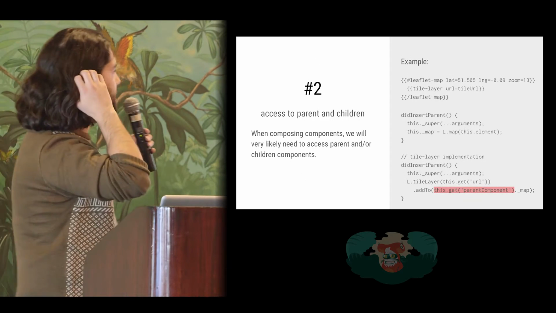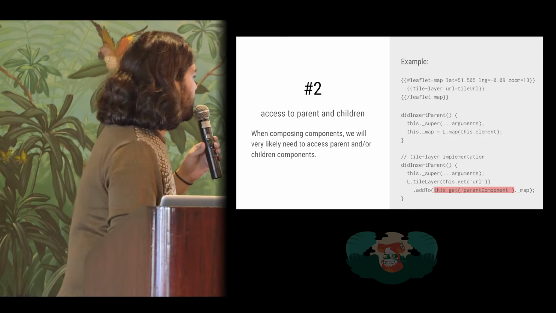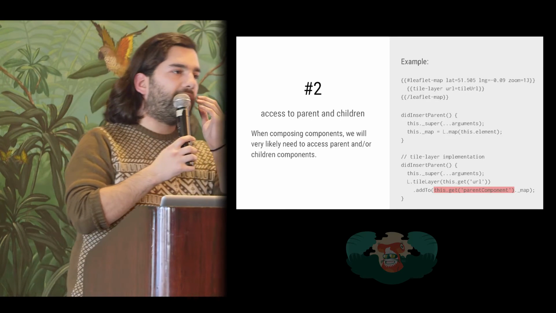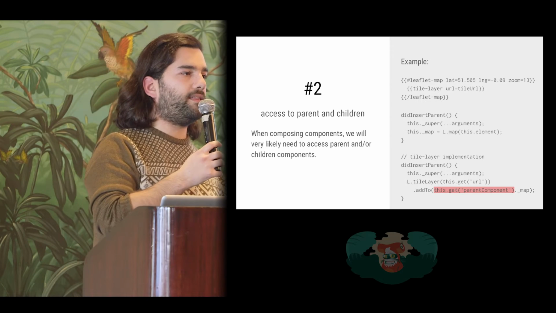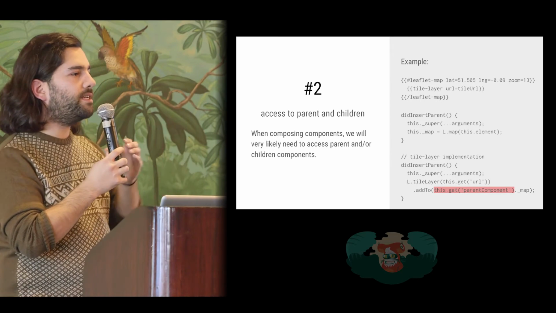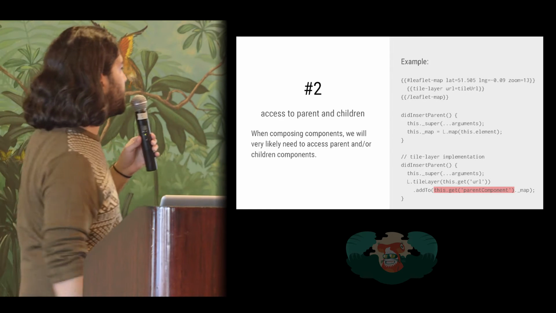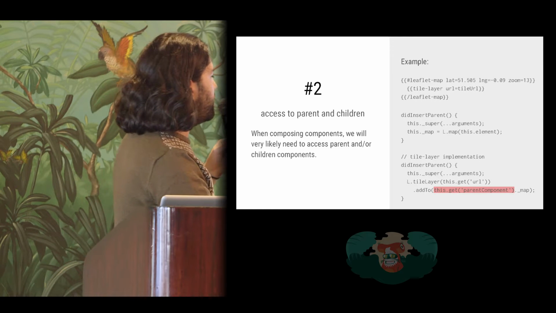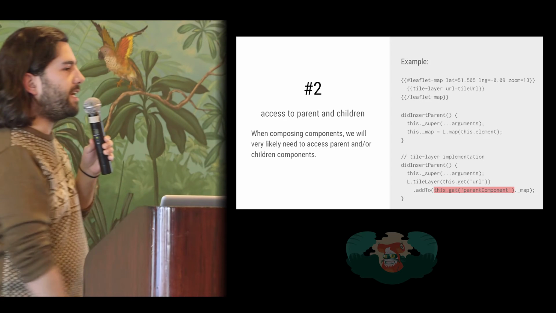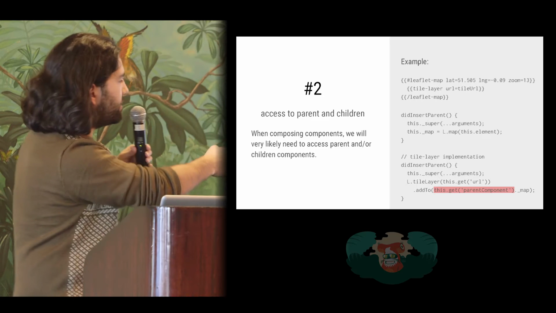The second problem, which I believe is what Ember composability also addresses, is access to parent and children. When you create a tile layer, for instance, you need to add the tile layer you just created to the parent map instance. So if you add the child mixin, the add-on gives you a property called parent component you can access, and you can access the map instance in this case.